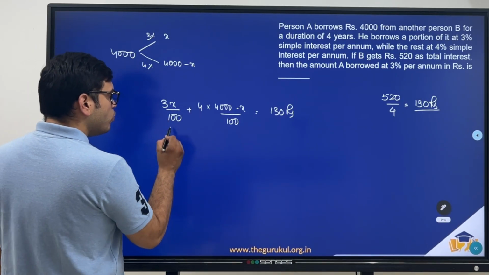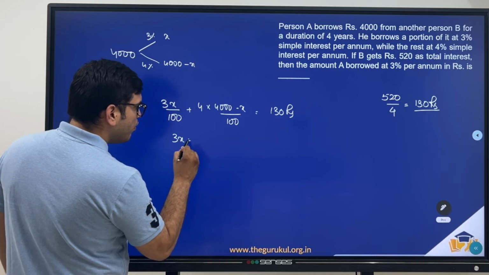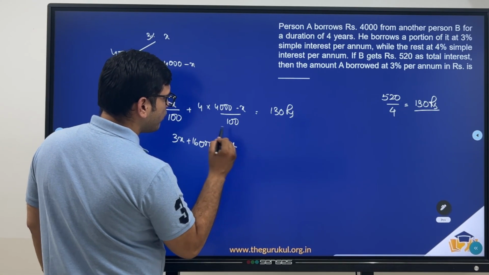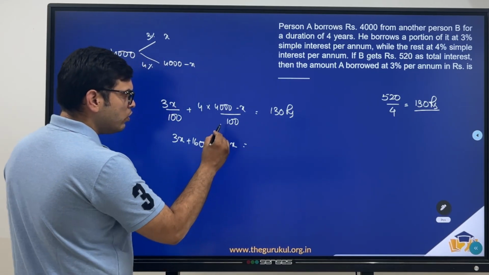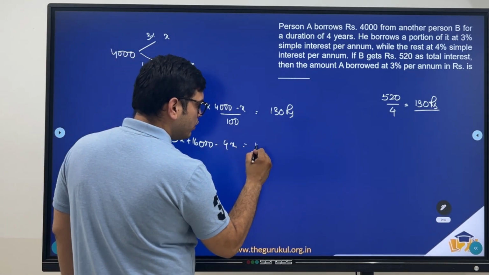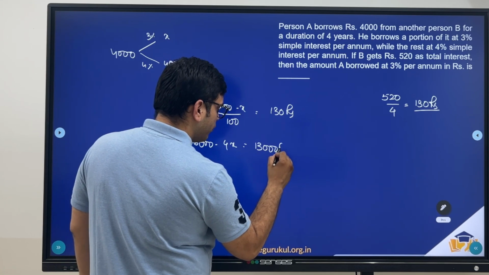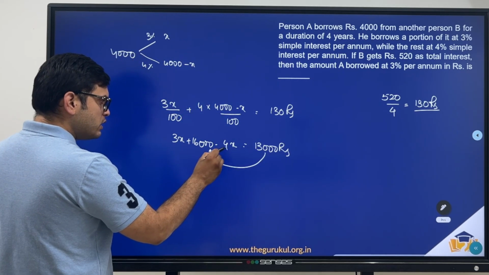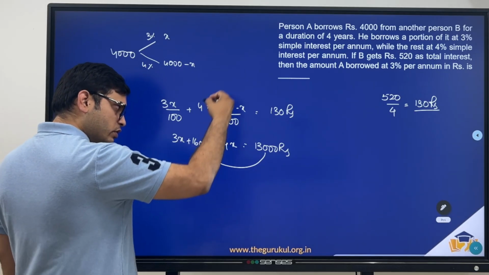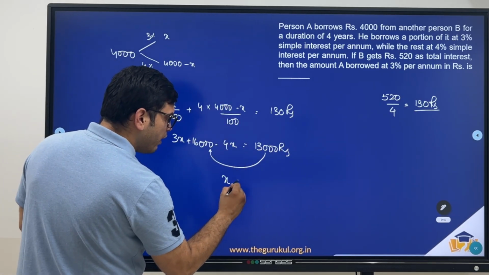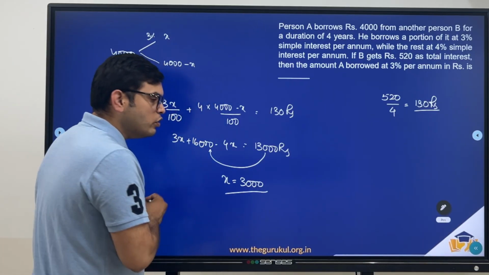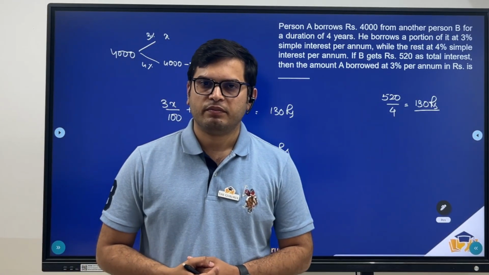That has to be 130 rupees. Right. So 3x plus 16,000 minus 4x should be equal to 130 into 100, 13,000 rupees. Right. Now bringing 13,000 to left hand side, minus 4x plus 3x, minus x, shifting x to right hand side. So we have x is equal to 16,000 minus 13,000. 3,000 rupees should be the answer to this question.